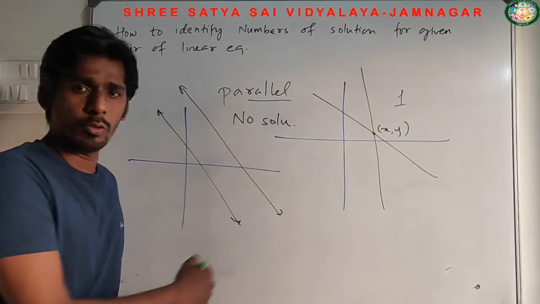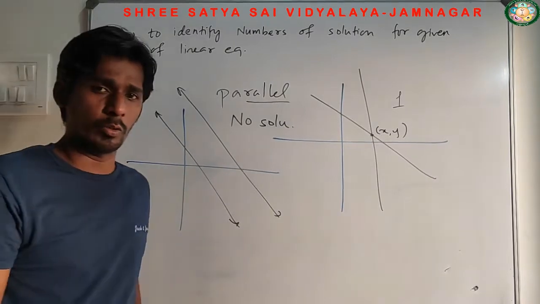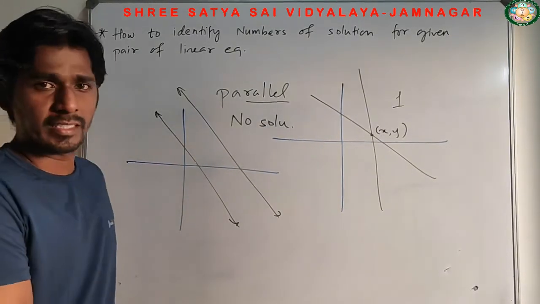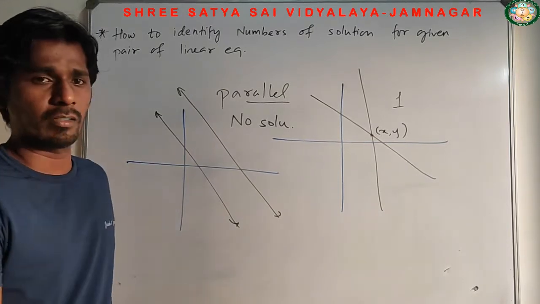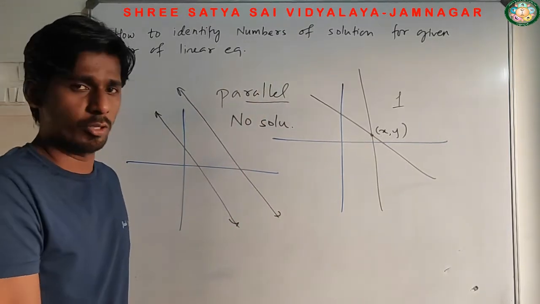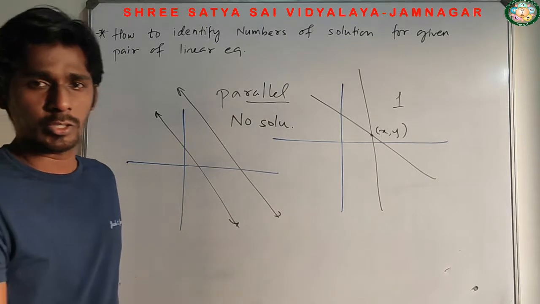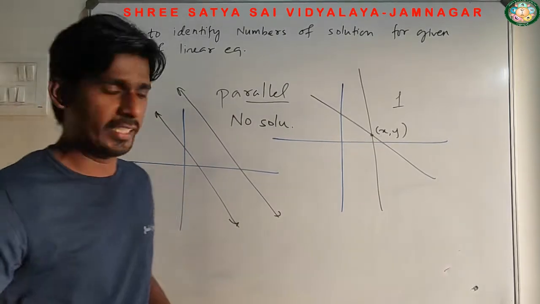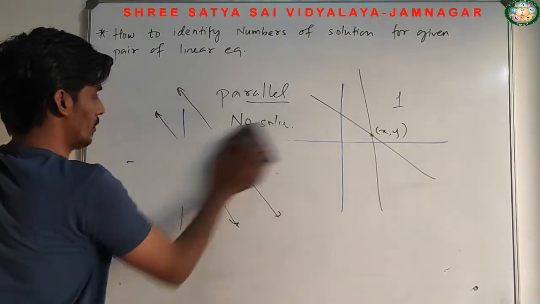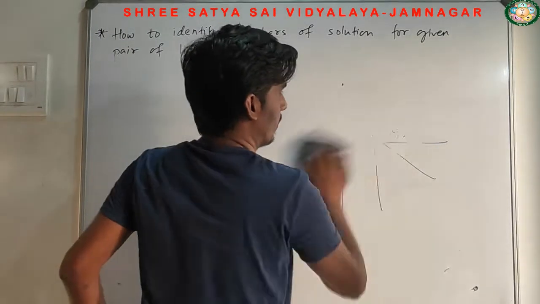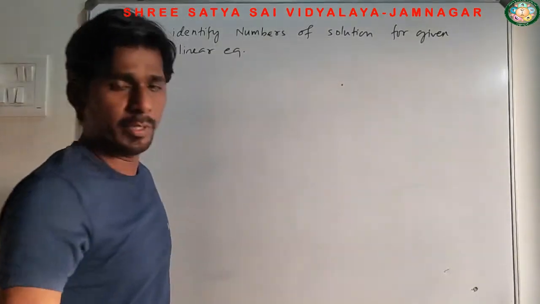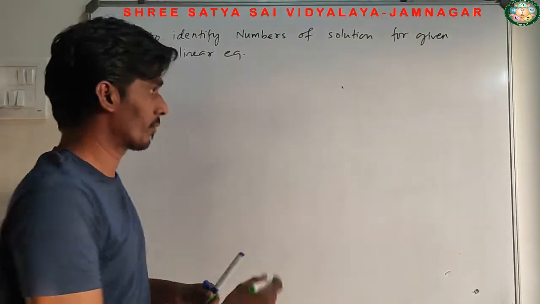So every time we are not going to draw a graph and then identify. There are a few conditions. If we apply those conditions, it is possible to find out the number of solutions, whether there is a unique solution, empty solution, or infinite solution. So only three conditions are there. Which ones? Unique solution means one solution. Empty solution means no solution.